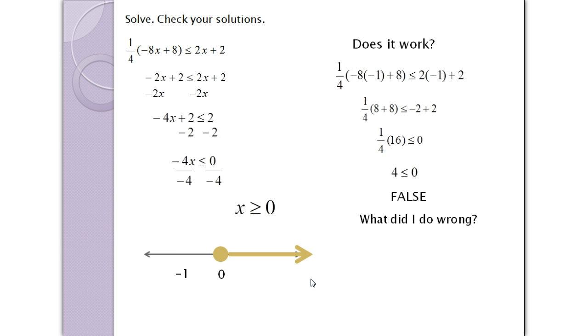So you can see where forgetting to flip the sign will cause your answer to be completely wrong. You will shade the wrong values, the complete opposite values that you should be shading. So make sure you check your work. Always, always, if you multiply or divide by a negative, make sure you flip the sign.